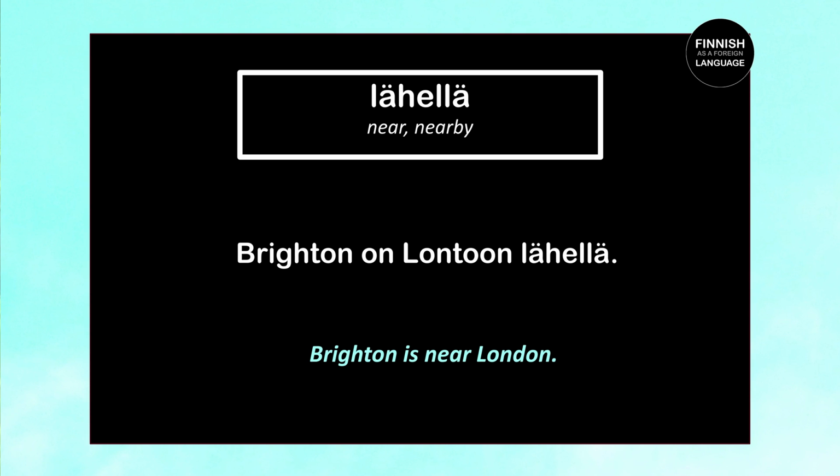And then we have lähellä, means near or nearby. Brighton on Lontoon lähellä means Brighton is near London. So Brighton should be clear. On means is, and Lontoon is the genitive case of the city Lontoo, which means London, and it's standing here in the genitive case because it's followed by the postposition lähellä, which means near or nearby. By the way, Brighton is only a little over 70 kilometers away from London, so that's why we say it's close to London. So let's repeat. Brighton on Lontoon lähellä, meaning Brighton is near London.